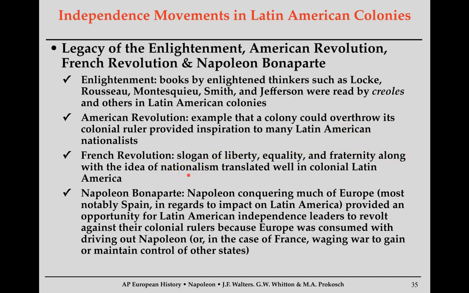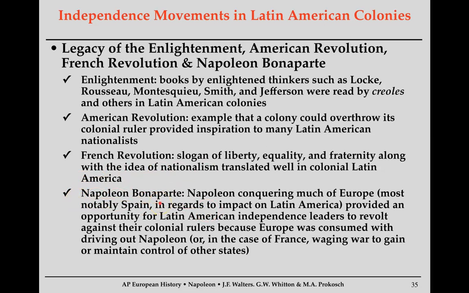The idea of Mexican nationalism, the idea of South American nationalism, Peruvian, Bolivian, Venezuelan, Haitian nationalism. It's all connected to previous examples of nationalism, like the French Revolution, like the American Revolution. Don't forget about this one.